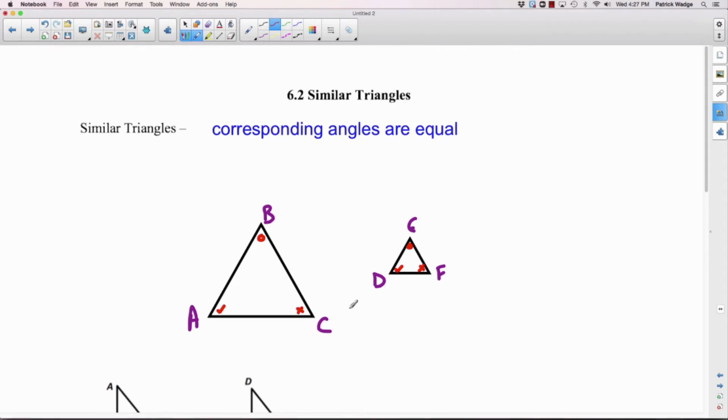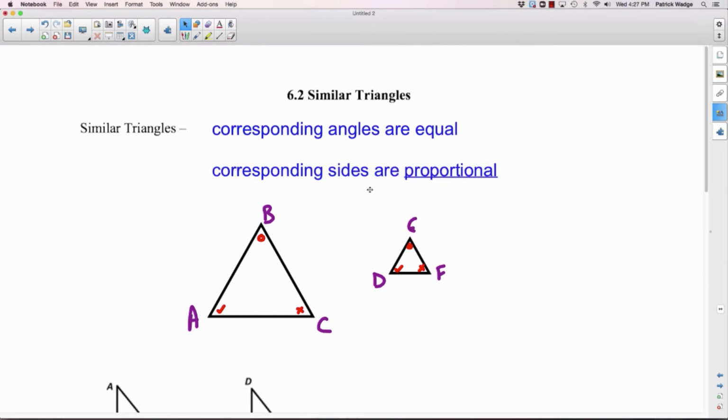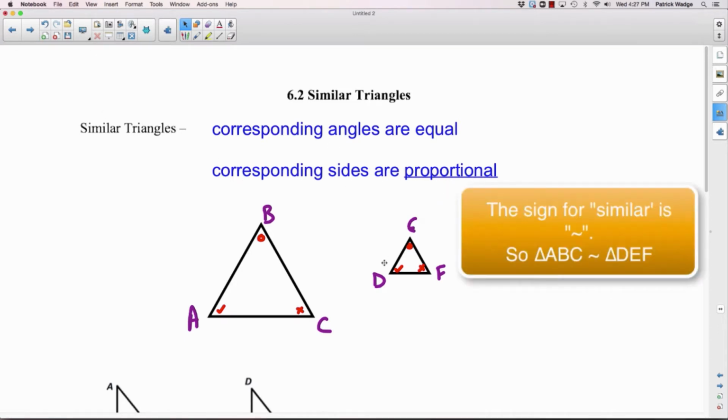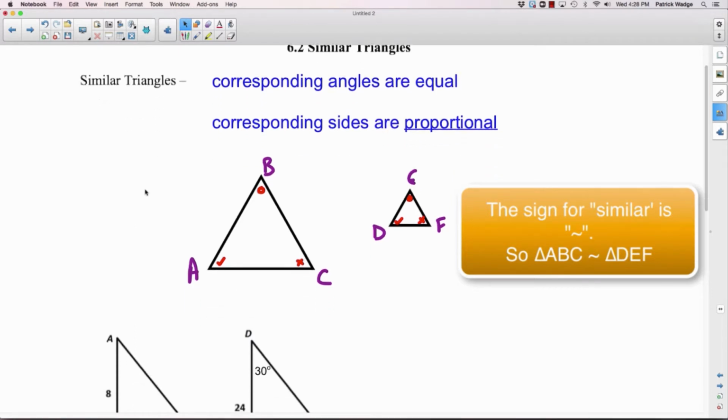So that's not different. What's different? Why are these not congruent? Because they're different sizes. So what's true about similar triangles is the corresponding sides are proportional. In congruent triangles, they're equal, but in similar triangles, they're proportional. Now, congruent triangles are similar triangles. They're a special type of similar triangle, but we're just going to worry about non-congruent ones today.